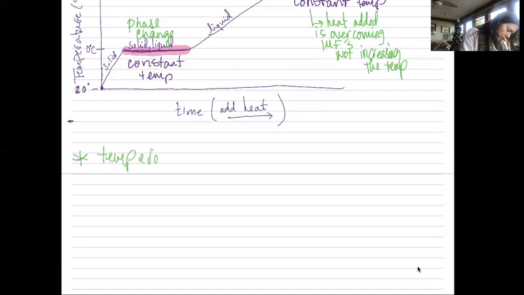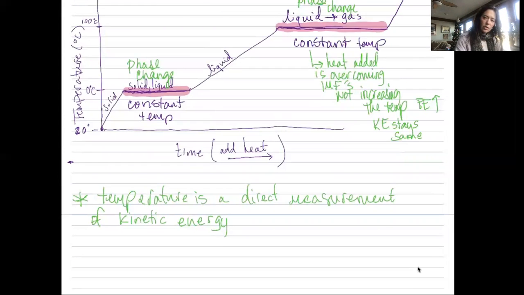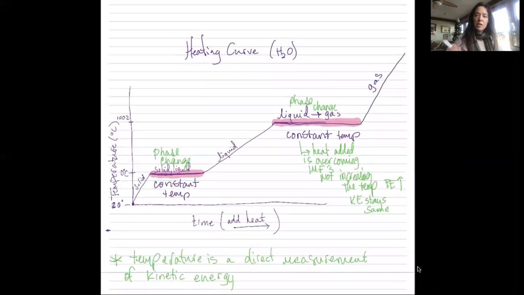If you're not aware of this, write it down. Temperature is a direct measurement of what? What are you measuring when you measure the temperature? Kinetic energy, okay? So if our temperature is not changing, then the kinetic energy is not changing. So what we're gaining here is potential energy is going up. Kinetic energy stays the same. Okay? That is what's occurring at all phase changes. We're either increasing or decreasing the potential energy, but not the kinetic energy. And we know that because the temperature is not changing.